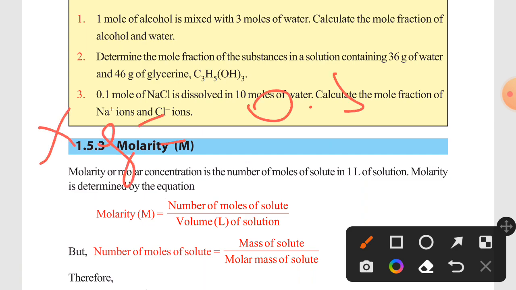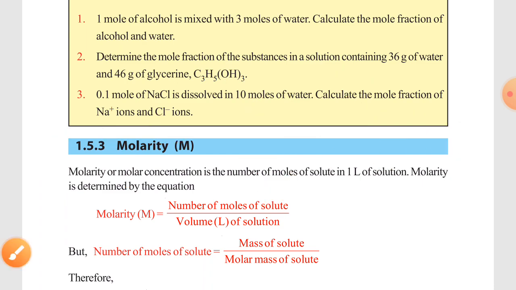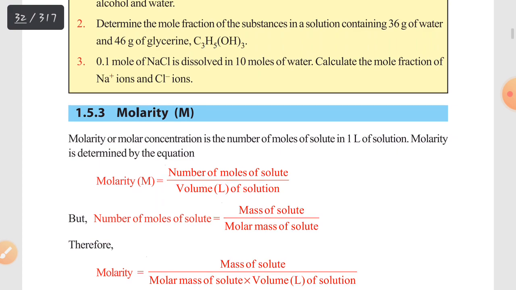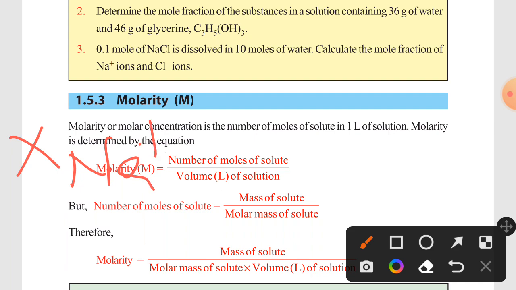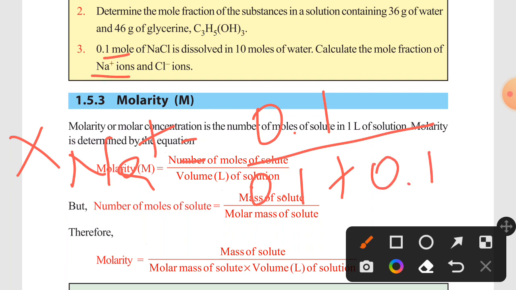It is so simple. 0.1 mole of sodium chloride is dissolved in 10 moles of water. Calculate the mole fraction of sodium ion and chlorine ion. This is also very simple. What are the moles of sodium ion? Since 0.1 sodium chloride dissolved, we have 0.1, over the moles of anion plus cation, 0.1 plus 0.1, plus the solvent, the water.